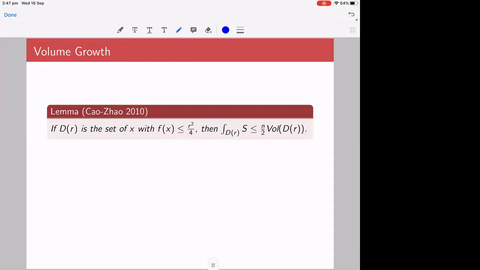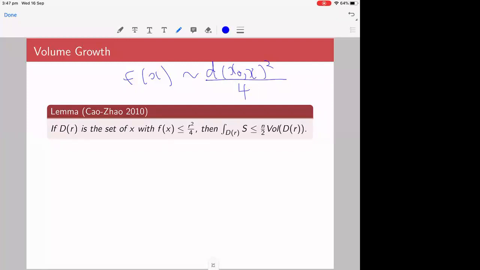In order to make a move towards using this in classifying the gradient shrinking solitons, it turns out that we also sort of need good asymptotic behavior of certain integrals of curvature. So this is a bit of a technical lemma. I'm finding it hard to motivate this to you right now, but I guess the power of this particular theorem comes from the fact that we already know that f of x behaves like distance squared on 4.